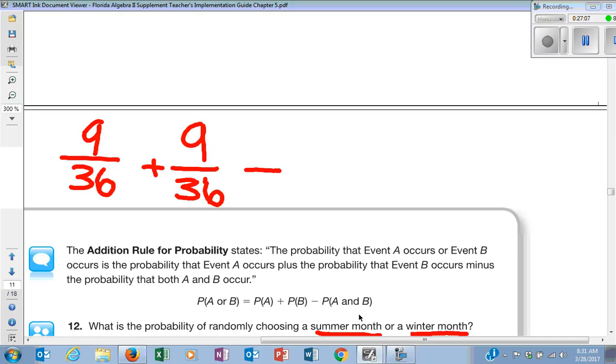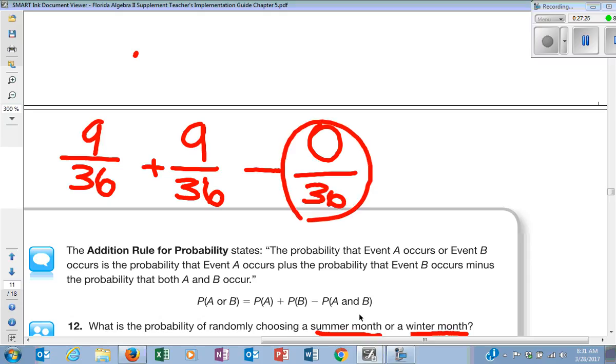What are the chances of me picking a summer and winter? No. Can I pick this day and go, oh, that's a summer and a winter? There's no chance of that happening, correct? Yeah. So what does that mean I'm going to be subtracting? 0. Is that a possibility that there is no overlap for my ors? Is there a possibility that no one satisfies both lists? So I'm not taking anything away from it. Yes. 18 out of 36, which is 1/2. Yes.